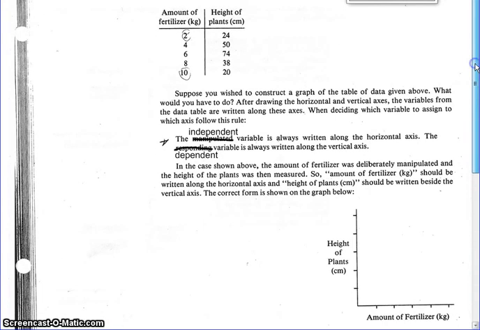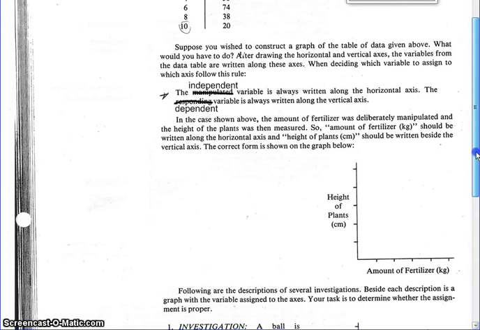Alright, so let's take a look. Let's continue. Remember, star this rule, be excited for it. In the case shown above, the amount of fertilizer was deliberately manipulated and the height of the plants then were measured. So the amount of fertilizer should be written along the horizontal axis, and the height of the plant should be written on the vertical. This graph below shows it correctly.